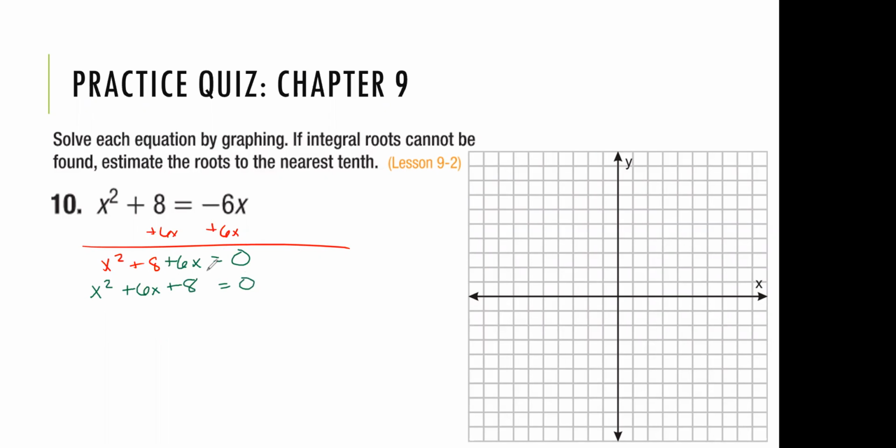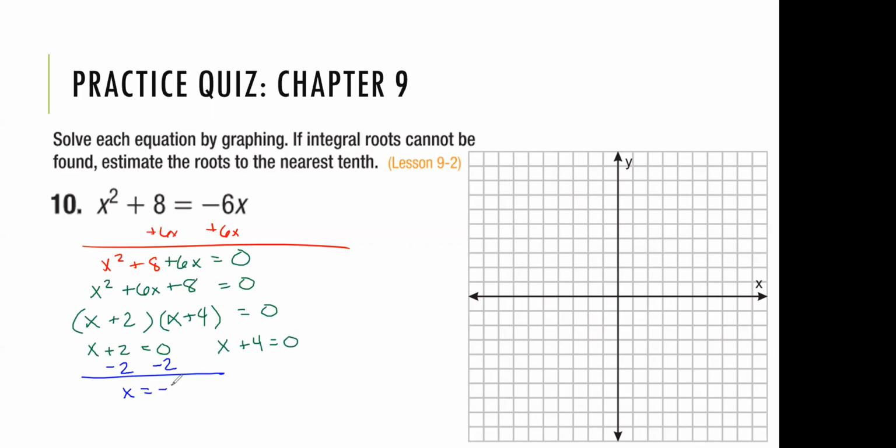Okay, so then we can go ahead and factor this. So we have the factors of 8 that add up to 6. So that would be 2 times 4. So then I have x plus 2 is equal to 0, and x plus 4 is equal to 0. Okay, so then I would solve by subtracting 2 from both sides. So x equals negative 2.